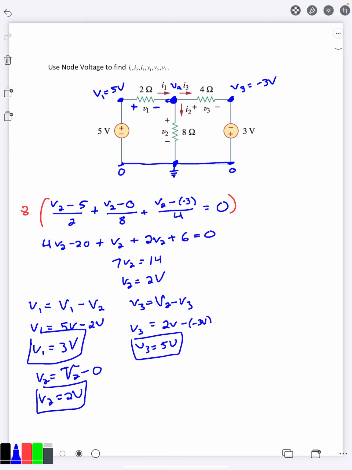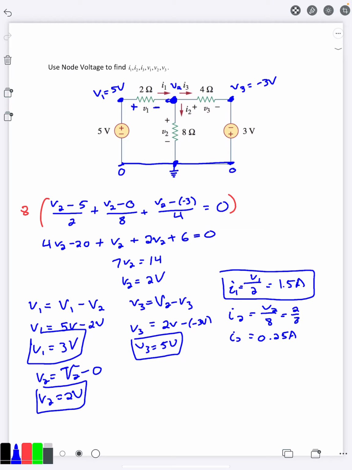Then if we want to go ahead and figure out our currents here, my I1 is going to be little v1 over 2 by Ohm's law. That's going to be 3 over 2 or 1.5 amps. My I2 is going to be little v2 over 8. That's 2 over 8. It's going to be 0.25 amps. And lastly, my little I3 is my little v3 over 4, which is 5 over 4, so I3 is going to be 1.25 amps.